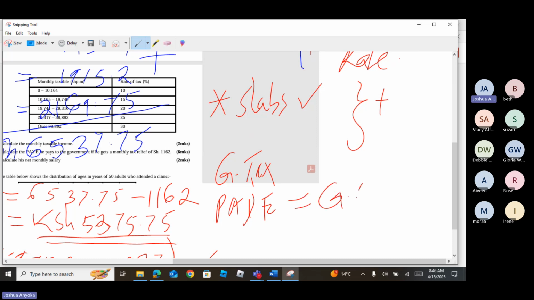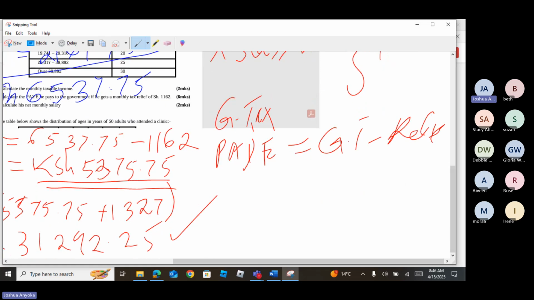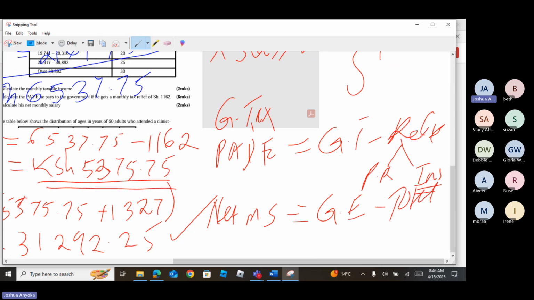Payee, it is the gross tax minus reliefs. Reliefs will come in two ways. There is personal relief and there is relief due to insurance. This one will be communicated in a question. Then after getting payee, we go to the net monthly salary, which is equal to the gross earnings, number one, minus total deductions, and the first deduction must be payee, and then others, as the question will dictate. Period. That is income tax.